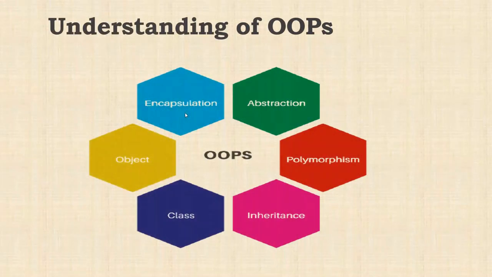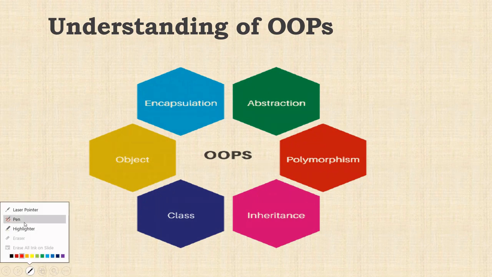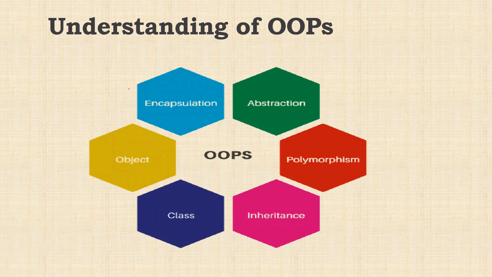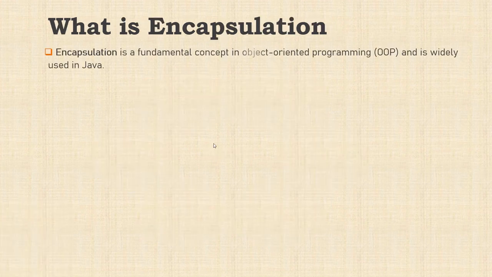Understanding of OOPS. This is the graph, the architecture of the OOPS concept. Object, class, inheritance, polymorphism, abstraction and encapsulation are all the pillars of the OOPS concept. We are going to concentrate on encapsulation in this lecture, so our focus will be on encapsulation.